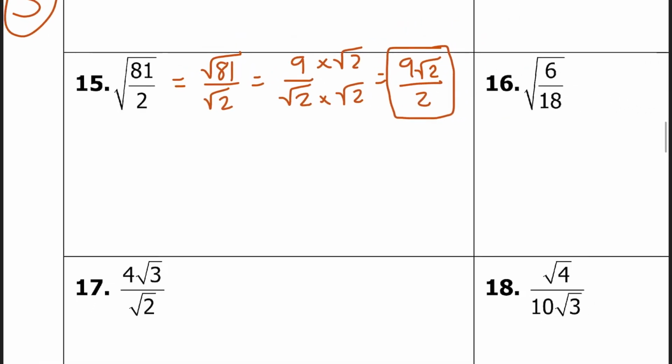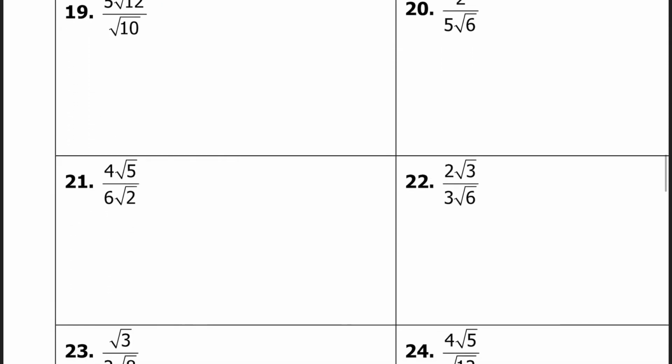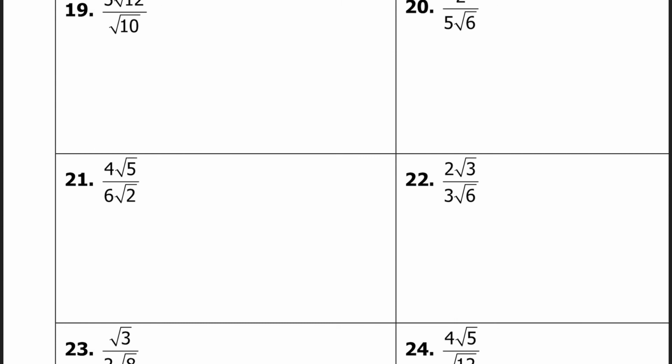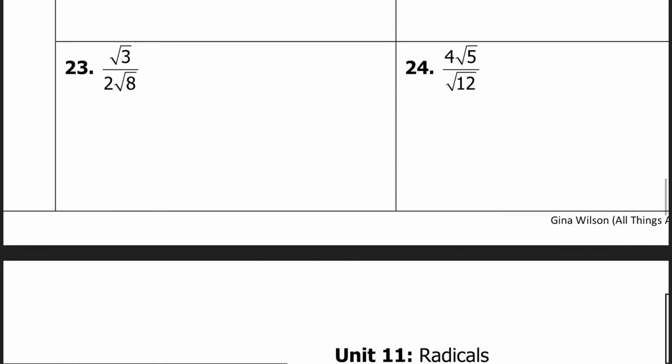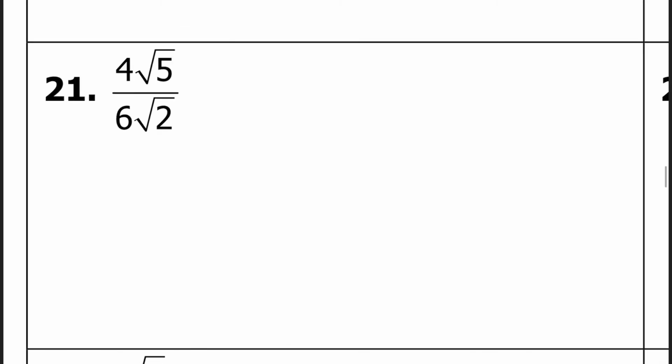Let's see if we can find one that's just a wee bit more complicated. They're really not too bad. Let's look at number 21. I have a coefficient of 4 and a coefficient of 6. I know that those can be simplified. 2 will go into both of these. So this will simplify to 2/3.